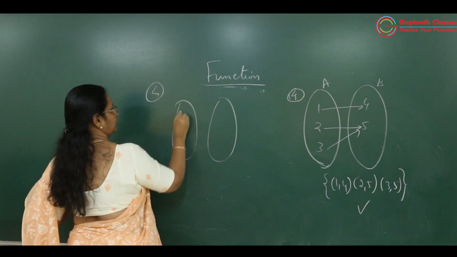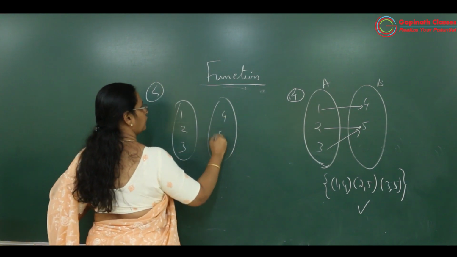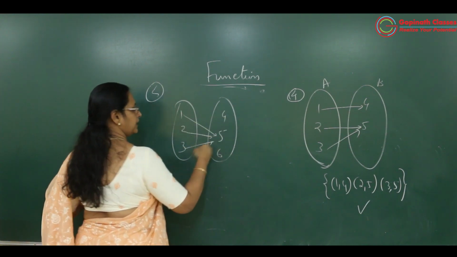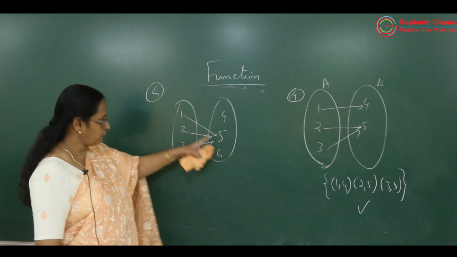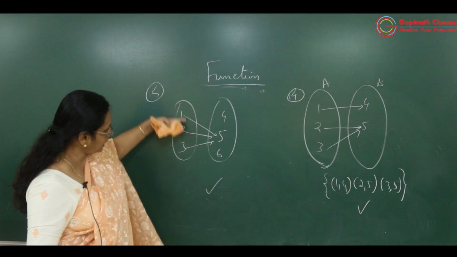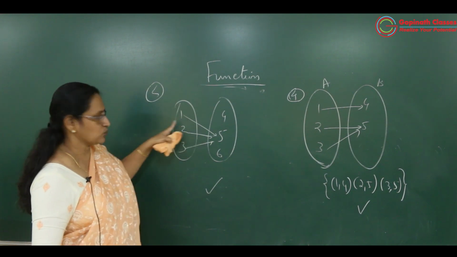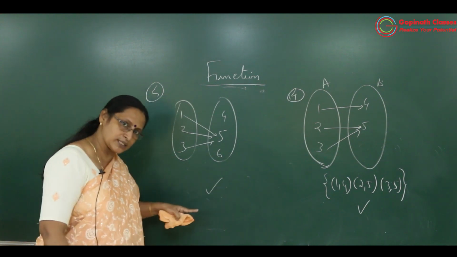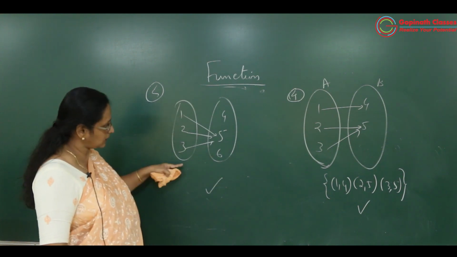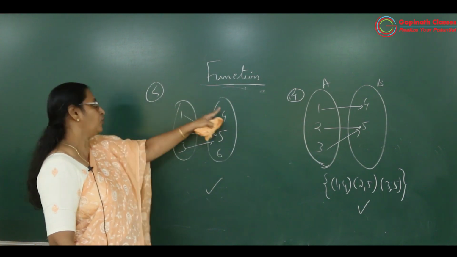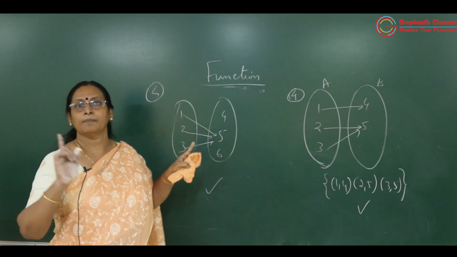Another example I'll give you. 1, 2, 3, 4, 5, 6. I'm joining all to one, many one function. ये देखिए 1, 5, 2, 5, 3, 5. It is a function because all the elements are there. No two arrows are going from one element. एक के लिए एक ही है. Answer एक हो सकता है, but questions are different. 1, 2, 3 के लिए भी image एक ही हो सकता है, but 1, 4, 1, 5 नहीं हो सकता है. Please understand it.